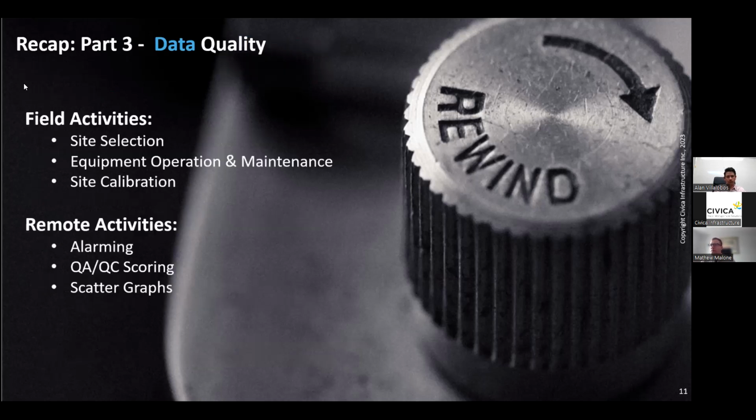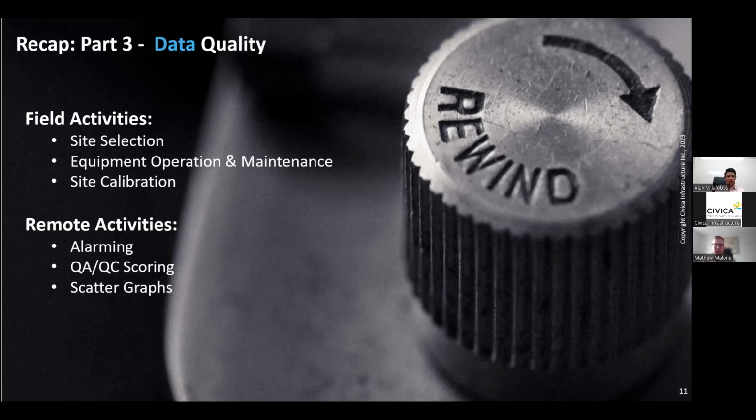Part three, we talked about data quality. So how do we get good data quality out of this equipment that we put in the field? We spend quite a bit of money and time and effort in doing these activities. So how do we, at the end of the day, get the best data out of our flow and rainfall monitoring programs?